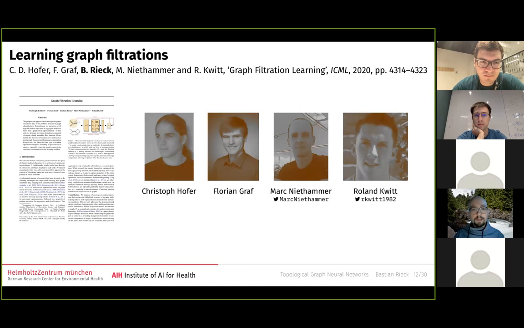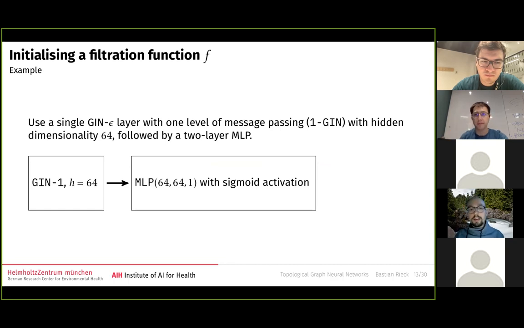And that's what we did in a precursor work of the work that I'm going to talk to you about. And I'm just mentioning this here so that you can see how this is a little bit connected. The precursor to this work is, well, correctly named graph filtration learning, because it's about learning graph filtrations. And what we did here is we initialized a certain function on our graph using a graph neural network. In this case, it was a GIN. So essentially we had a single GIN-epsilon layer with one level of message passing with some hidden dimensionality, et cetera, resulting in a single set of functions on the nodes of our graphs. And we could use those function values in order to sort the edges later on accordingly, or rather we sort the vertices and then the edges are sorted by extension to this.